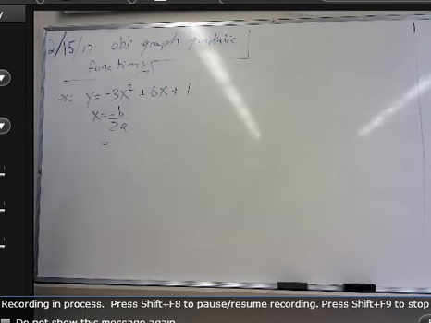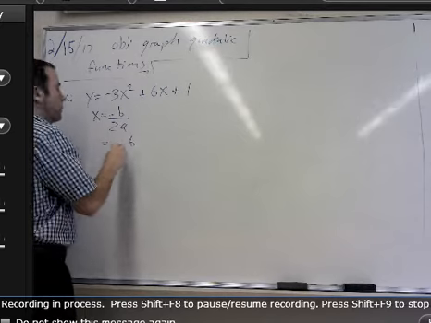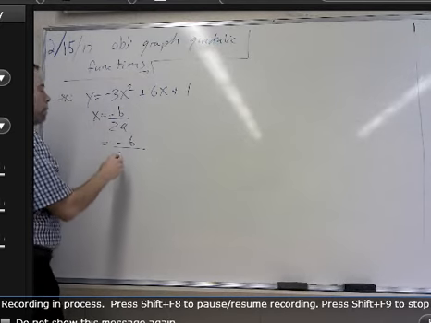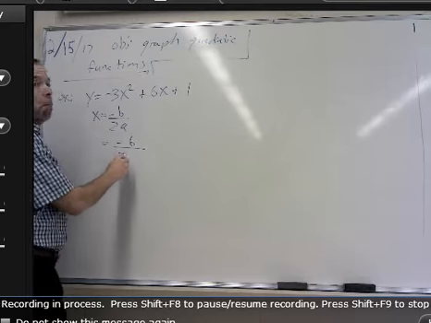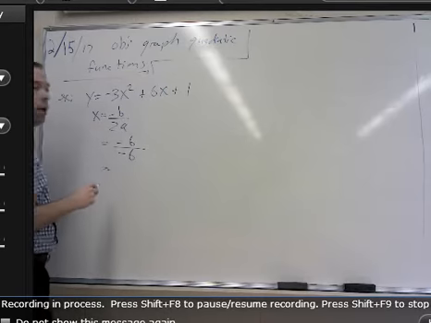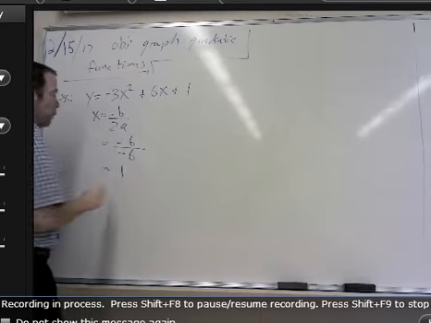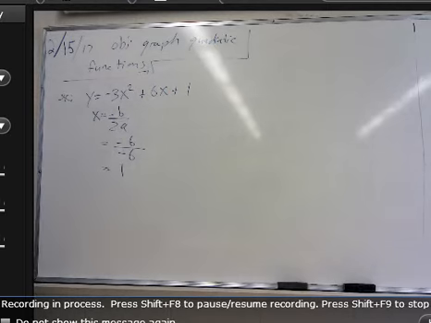Negative 6 over 2 times negative 3, which is also negative 6. And negative 6 divided by negative 6 is 1. So we know the x-coordinate of the vertex is 1, and it is also the axis of symmetry.